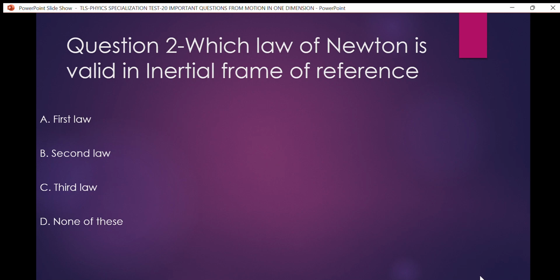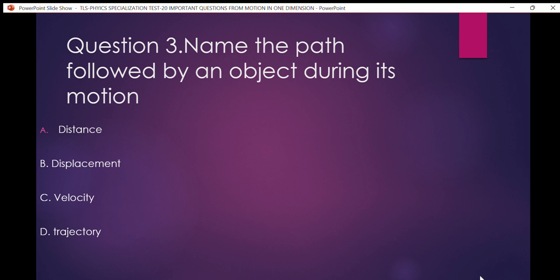We'll go to question number 3. Name the path followed by an object during its motion. Four options are given: distance, displacement, velocity, trajectory. You know what is the difference between distance and displacement? Distance is the total length of the path covered by the body during its motion, and displacement is the shortest distance between initial and final point during its motion.